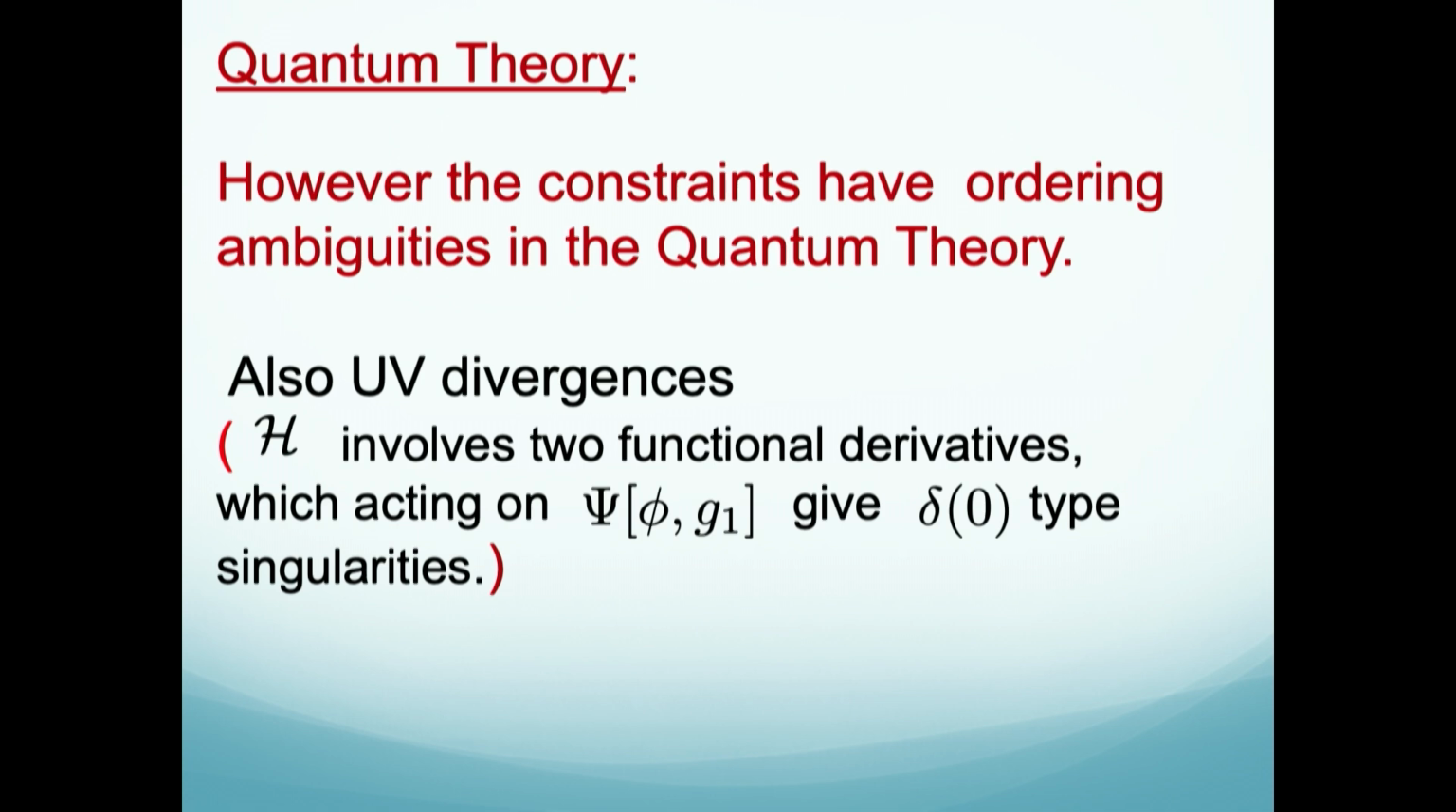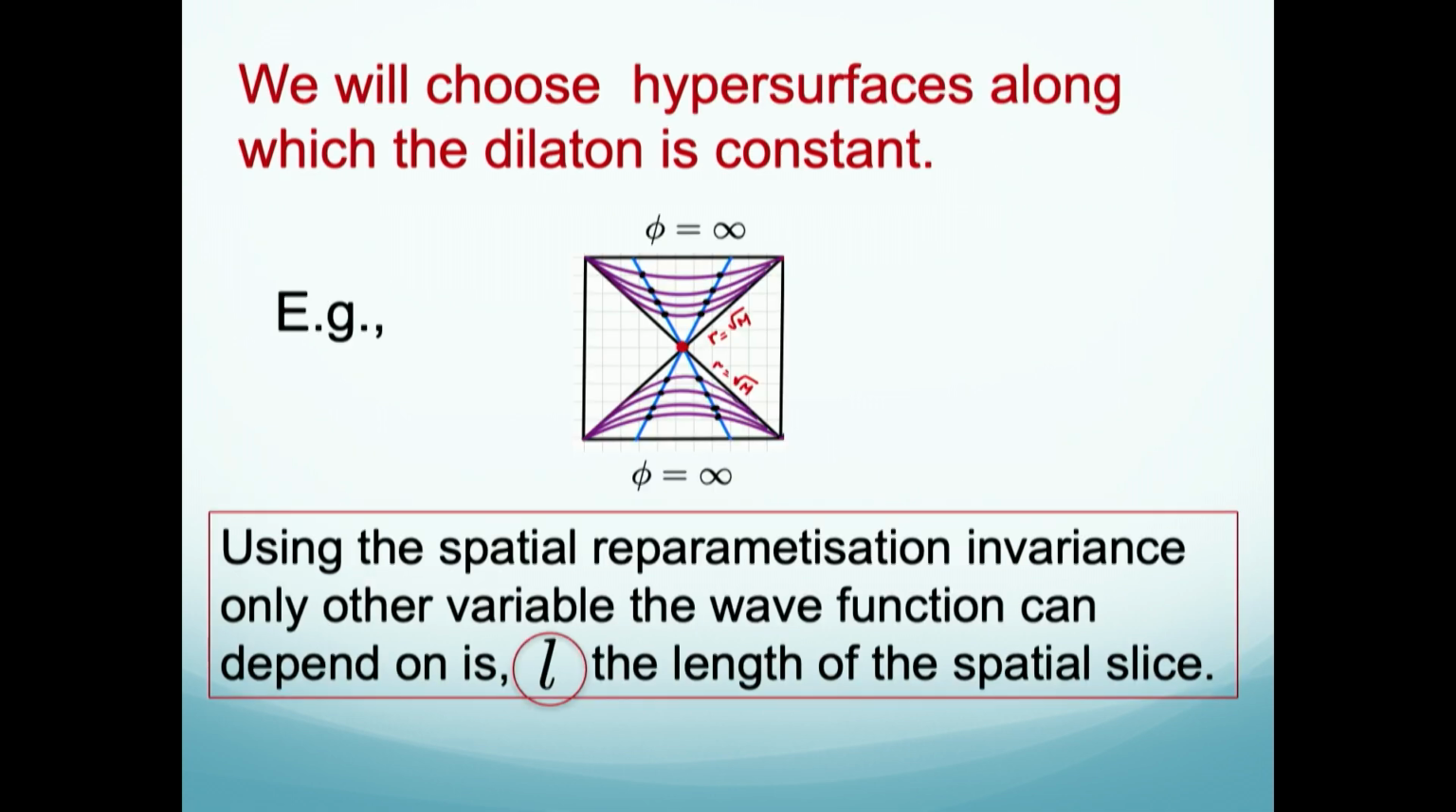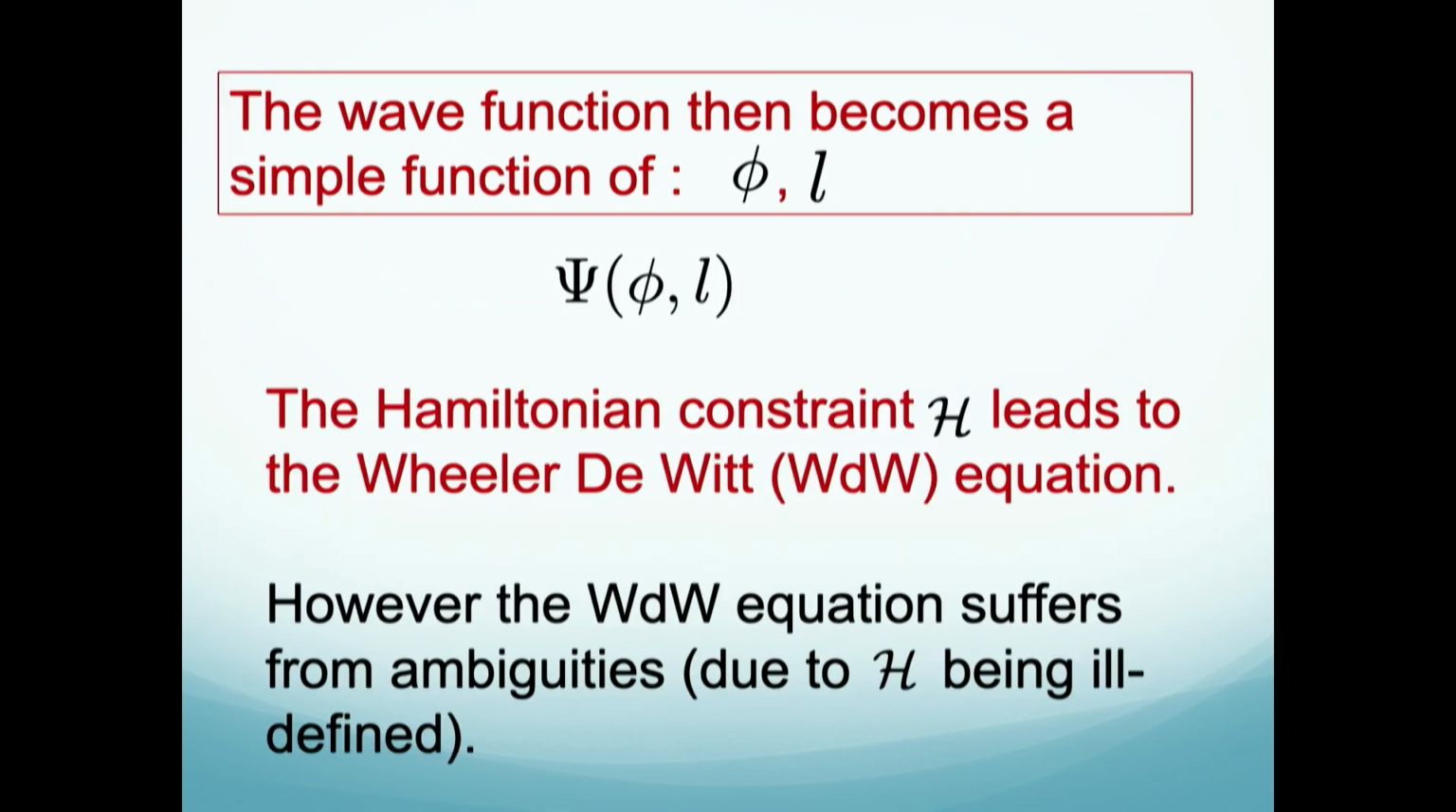So we'll choose such hypersurfaces where the dilaton takes a constant value, and then the problem greatly simplifies because all the wave function can depend on now is just the one-dimensional geometry. But the spatial reparameterization invariance then tells us that it has to be some geometric feature of this one-dimensional geometry, which is only the length. So we've come down from a complicated functional to a very simple function now of just the dilaton, which is constant along each such slice, and the length. And that is the great simplification.